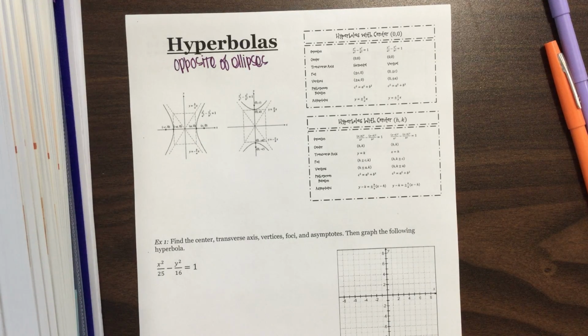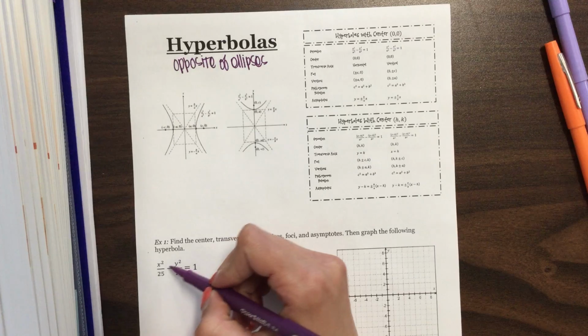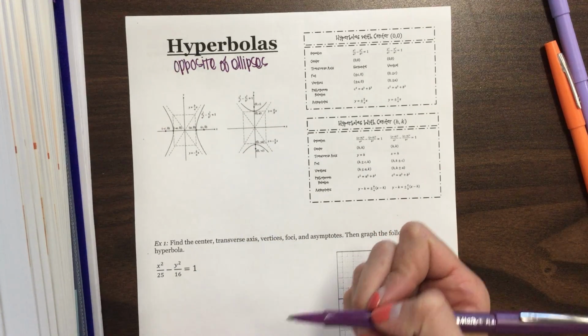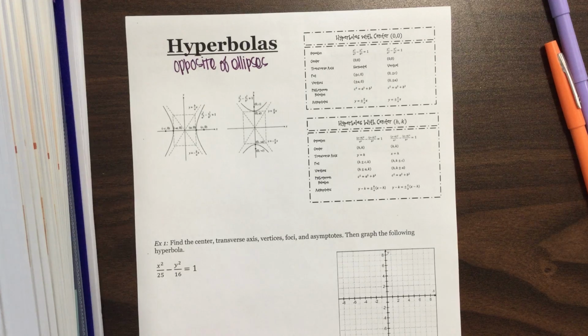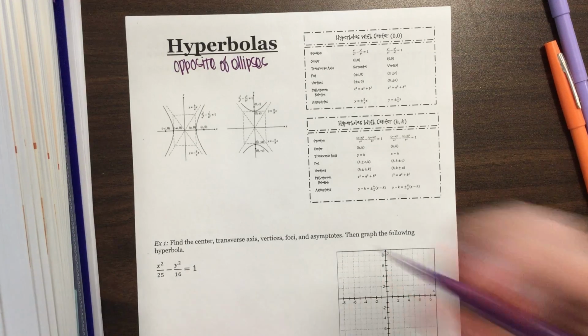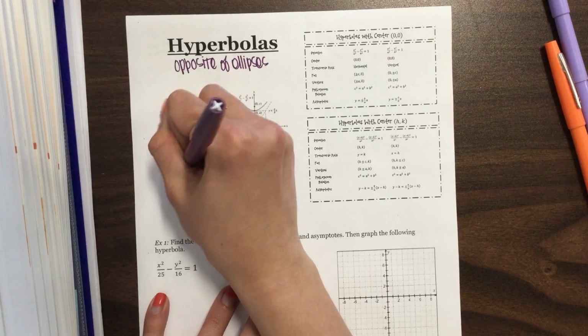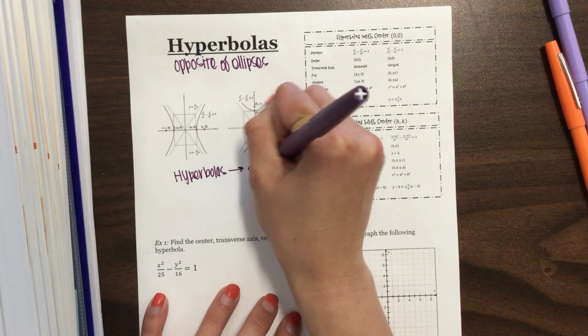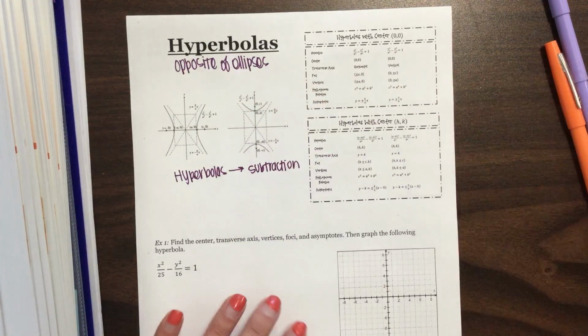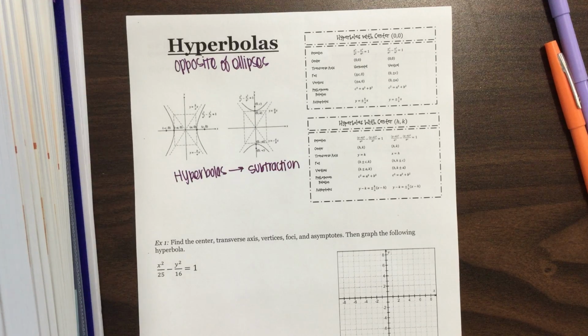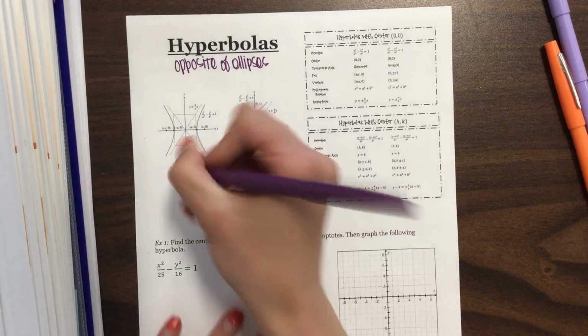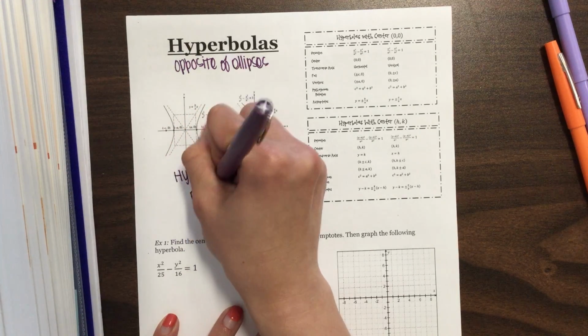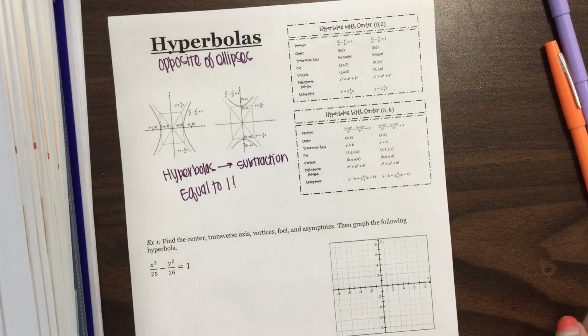If you think back to the ellipses, you would have some fraction plus another fraction equals 1. Now with hyperbolas, instead of the plus in the middle, it's a minus. Hyperbolas go with subtraction. But it still has to be equal to 1. If it's not equal to 1, we have to make it so it is equal to 1.